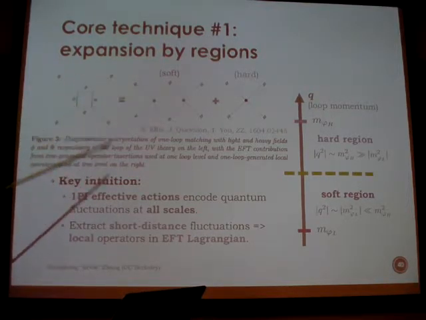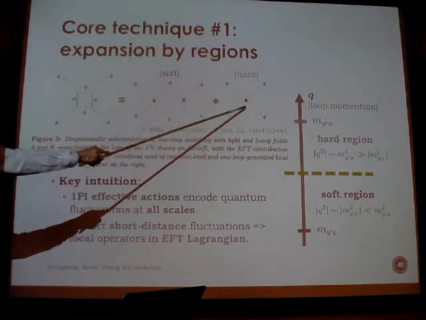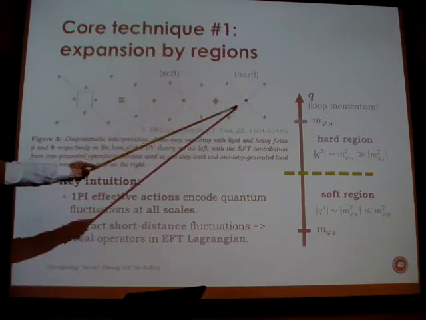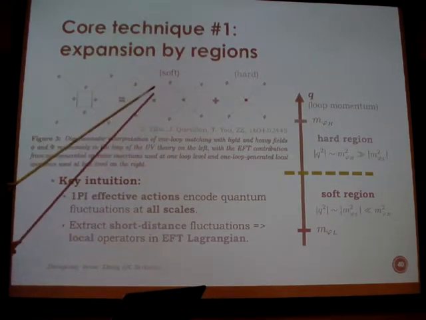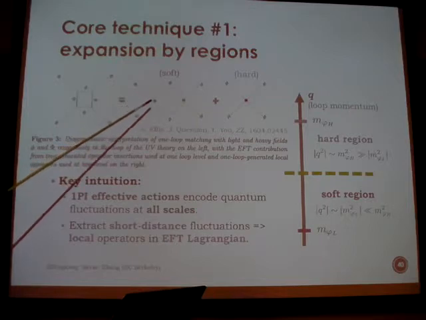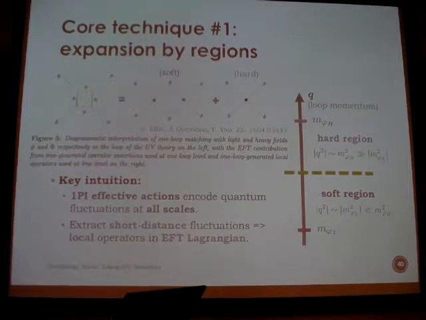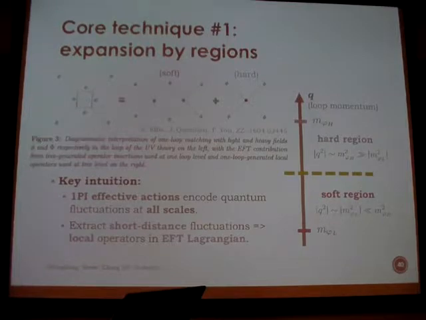So this is what separates the hard and soft regions, and the statement is that we want to extract the hard region contribution because, as you can see from this example, these correspond to the one-loop generated local operator insertions. And the soft region contribution, on the other hand, would correspond to tree-level generated operators inserted into one-loop graphs. The key intuition here is that 1PI effective actions are quantities that encode quantum fluctuations at all scales, and that's why we can use them at tree level to encode all the quantum fluctuations.